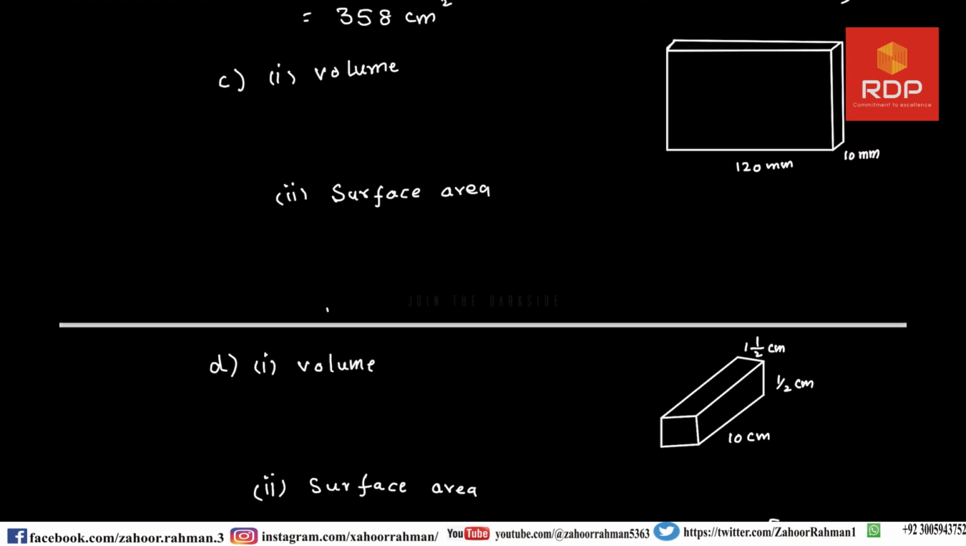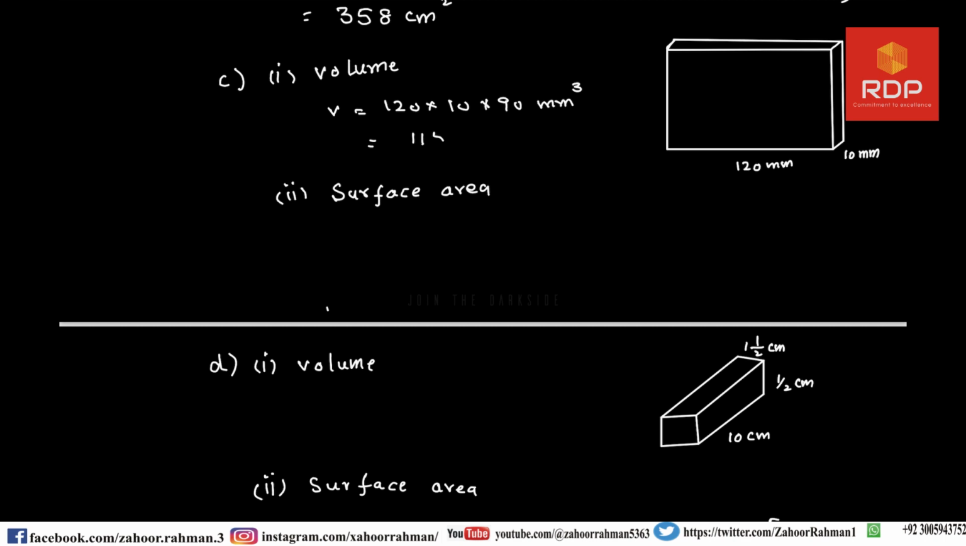In the C part, they have given us this, so volume is equal to 120 into 10 into 90, and because they have given us all the dimensions in millimeter, we have to write it mm cube. After necessary calculation, we will get 115,200 millimeter cube.